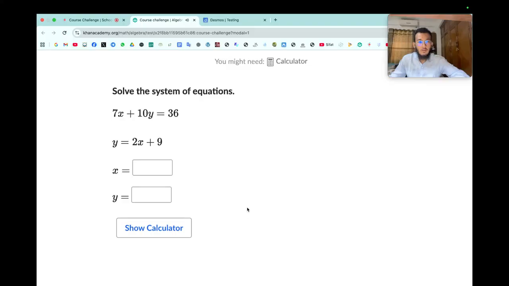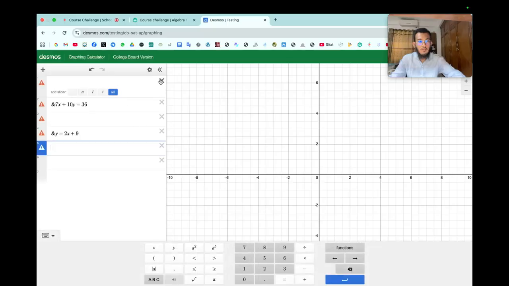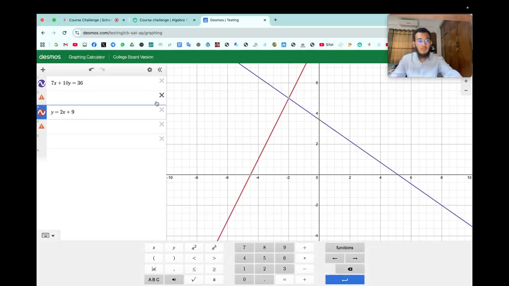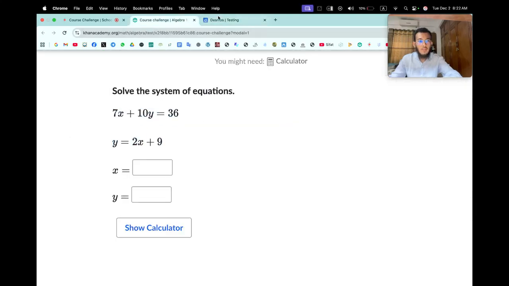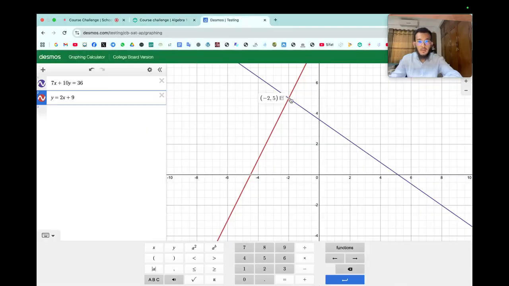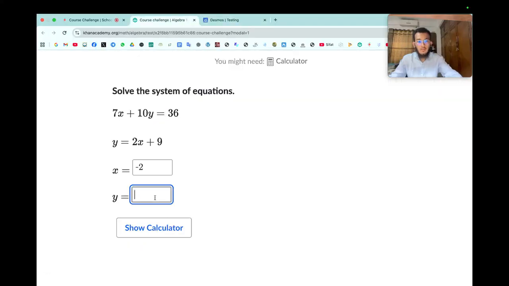Solve the system of equations. So basically we have two equations, 7x plus 10y equals 36, and we have y equals 2x plus 9. So in order to solve them simultaneously, just check the intersection. So x is negative 2 and y is 5. So there's that.